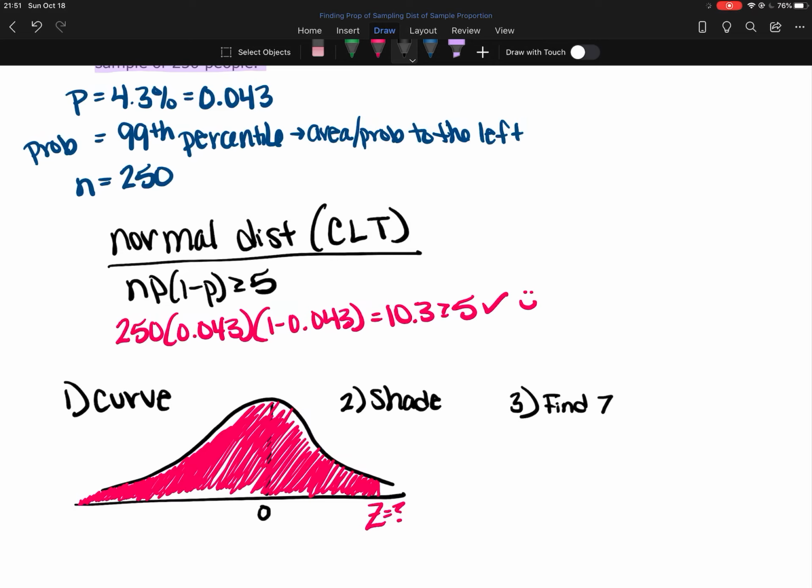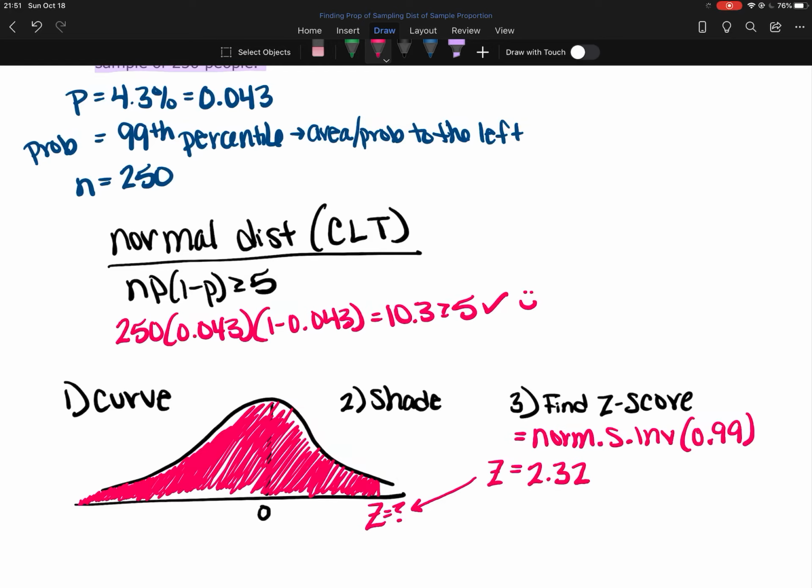We're going to find the z-score, and we find the z-score using Excel. We type equals NORM.S.INV, and we type in the area to the left. Our area to the left is what we were given, 99%, which as a decimal is 0.99. And that tells me that this z-score is 2.3263.